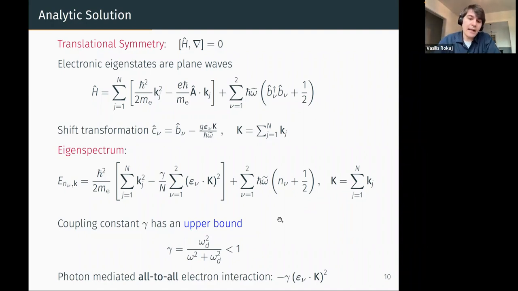And the key thing that I would like to say is that if you expand this quadratic term, which depends on the total momentum, what you will see is that you have an all-to-all electron interaction because the momentum of each electron couples to the momentum of all the others. So this is a photon-mediated interaction that you get from the cavity.